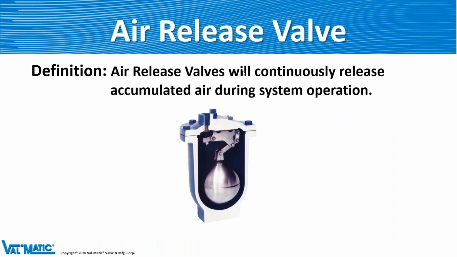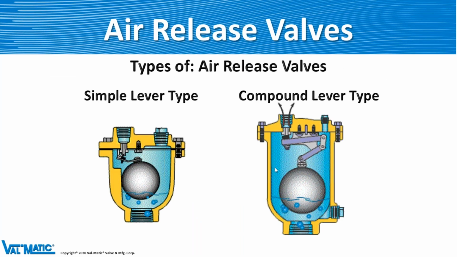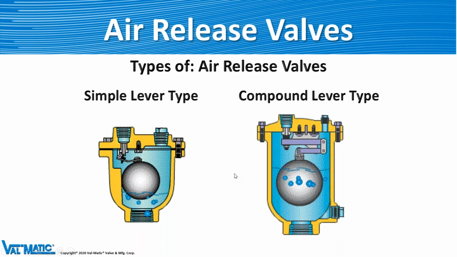So the first valve we're going to talk about is the air release valve. This valve continuously releases accumulated air in your system, okay? And that's all it does. It opens and shuts and opens and shuts and opens and shuts. So let's look at what we have here. The first one on the left is just a simple lever, and the one on the right is a compound lever, but they both do the same thing.